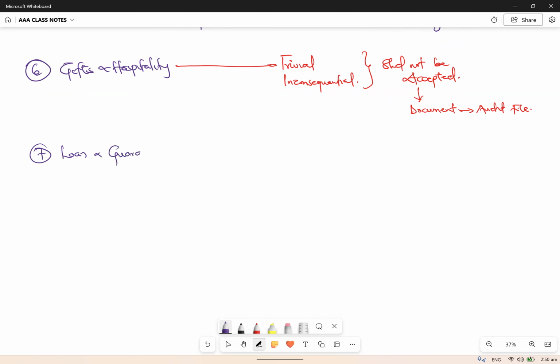So loans and guarantee. This time round, we are looking at an audit firm. So first issue is that if the client is not a bank or a financial institution, please never take any form of loan from them. All right. So for non-financial institutions, no, because that thing is dangerous.